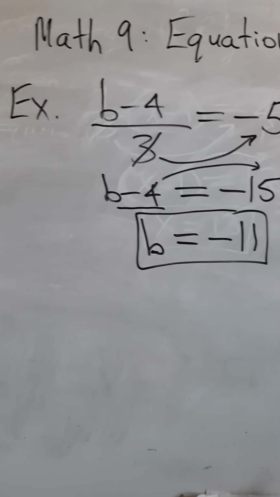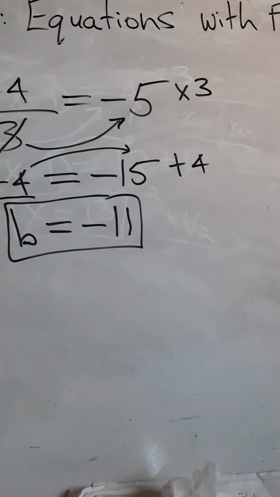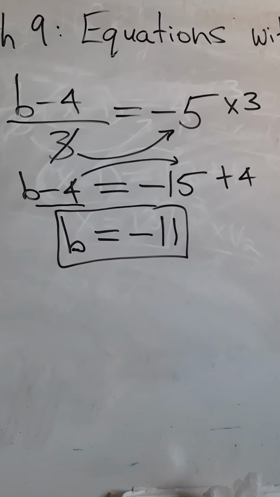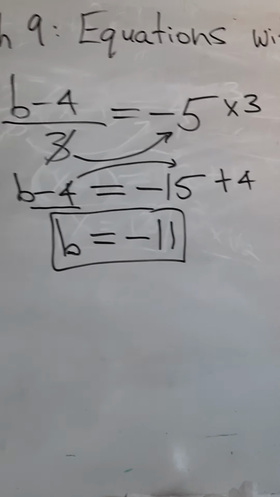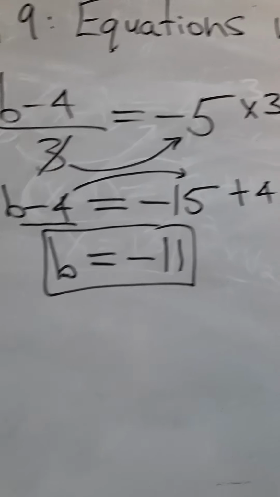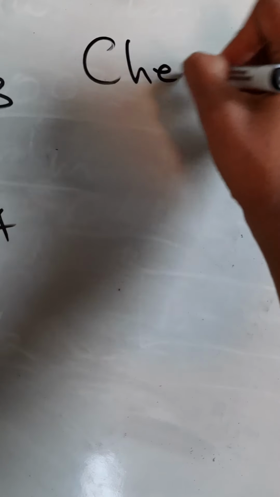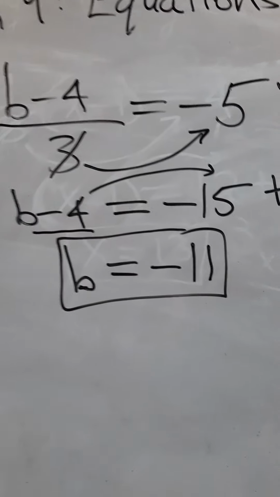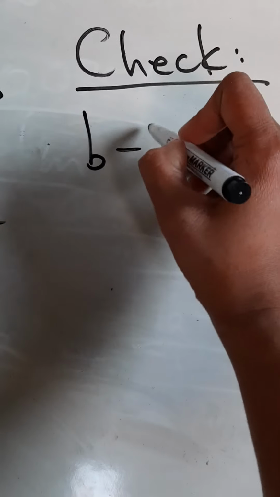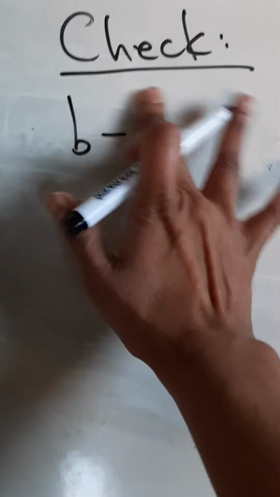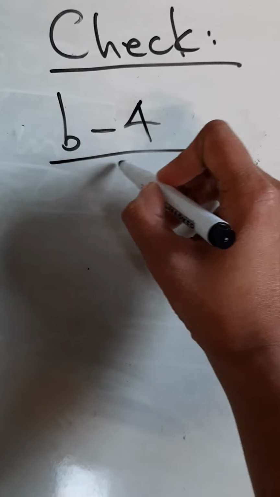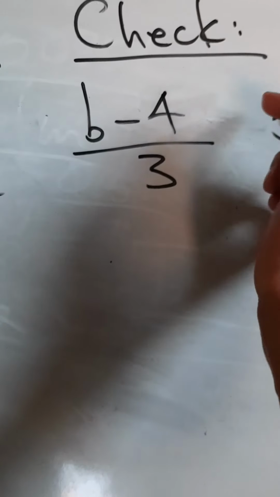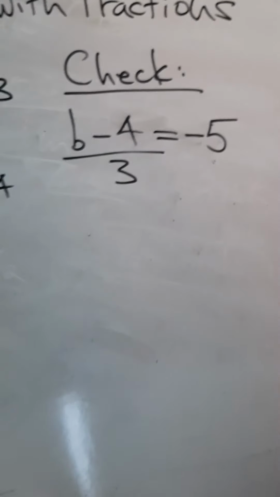If you're not sure, you can actually put it into the formula as well, okay? Again, make sure when you are checking your answer, I'm plugging it into the original equation. Let's try the check for this one. So I'm going to put check. Okay, and we got b equals negative 11. But I'm going to just write out the original formula first. Okay, so b minus 4 over 3. Sorry, it's equal to negative 5, like this, okay?